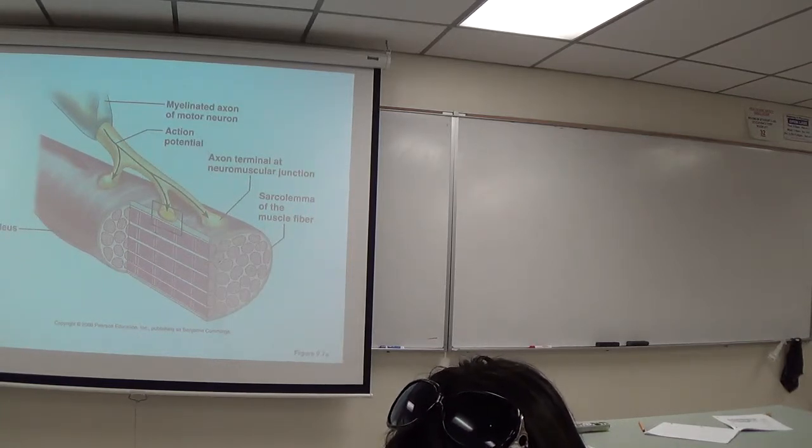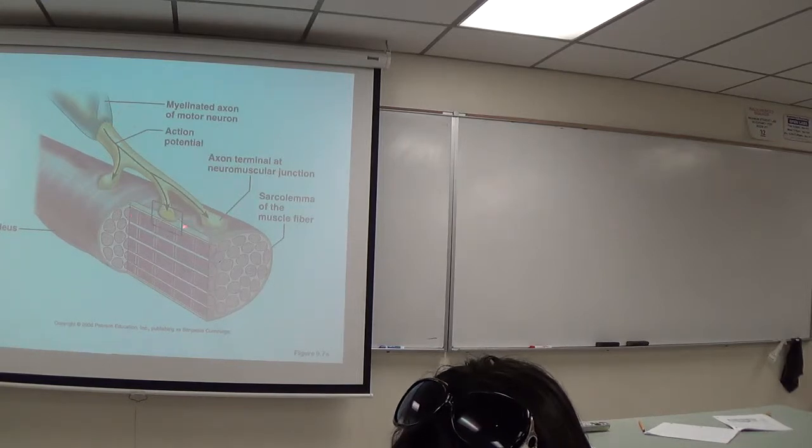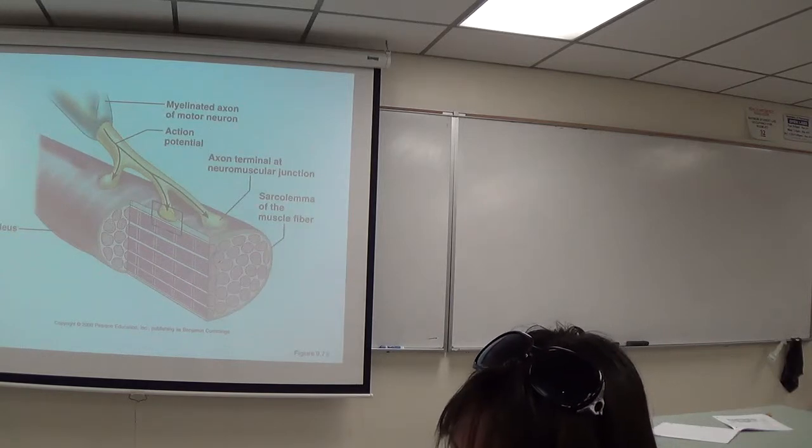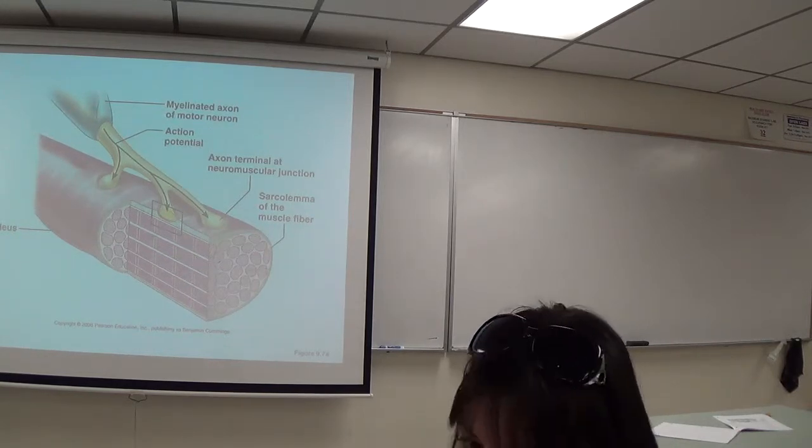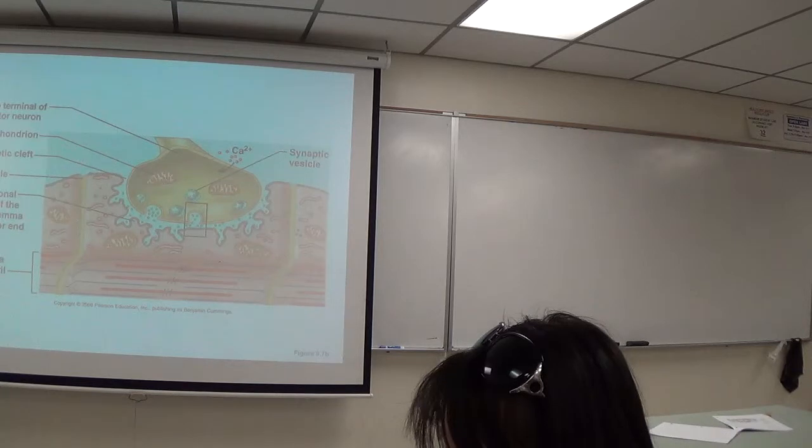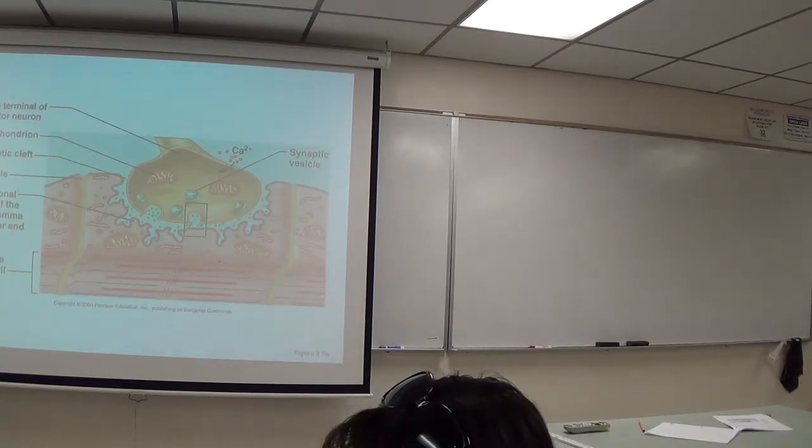All right. What we're going to look at more closely right here is the relationship between an axon terminal, its synaptic bulb, and the underlying muscle membrane. So you have this diagram on the bottom of page 18.